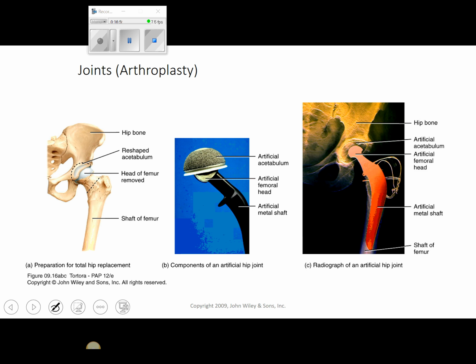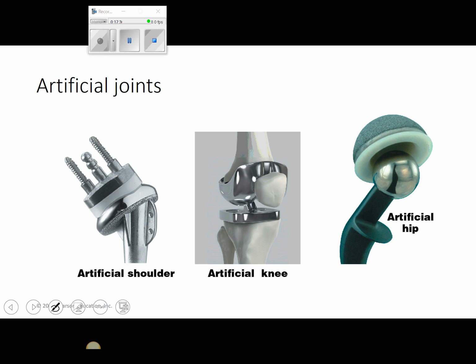Okay, so this first picture is showing you a preparation for a total hip replacement. You can see the lines showing where they're going to be reshaping the acetabulum up here, and the head of the femur is going to be removed. So the damaged parts of the acetabulum and the head of the femur are going to be replaced by artificial devices. This is showing you some components of an artificial hip joint, and this is showing you an X-ray of one. These are showing you an artificial shoulder device, an artificial knee device, and an artificial hip device.